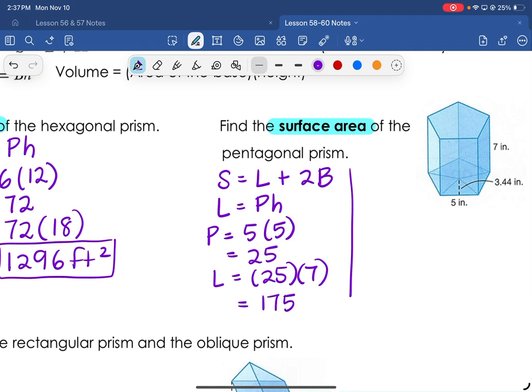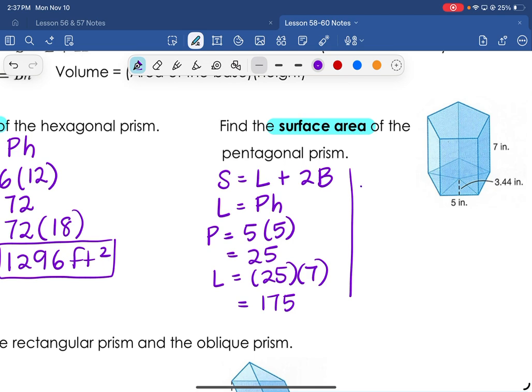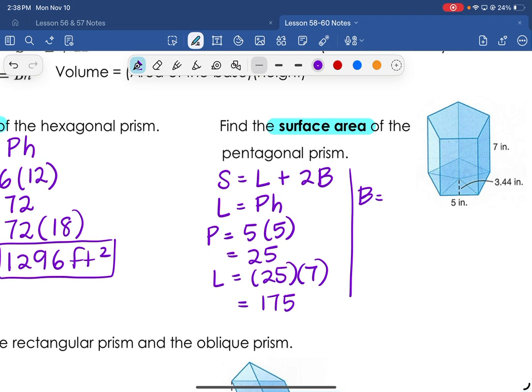175. We'll save that for later. We have to keep going. We found this, but now we have to find the area of the base. Notice that these are triangles, and we have 1, 2, 3, 4, 5 of them. So let's start by finding the area of one triangle, and then just multiply it by 5.